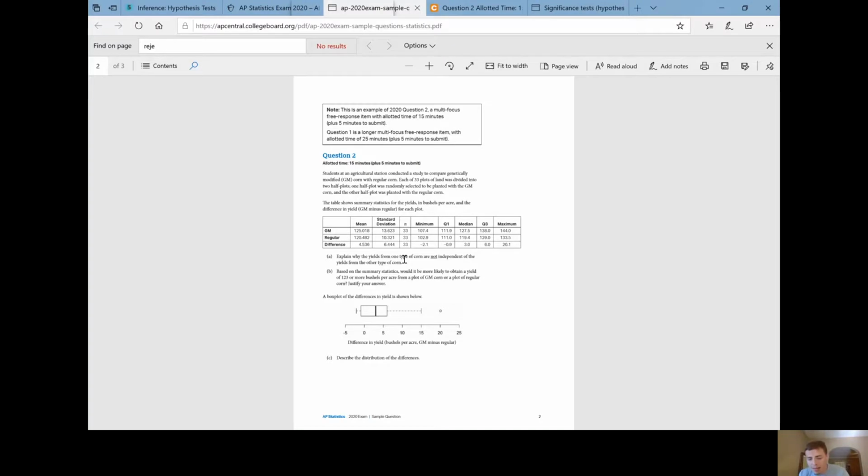And remember, we're able to use that reasoning because we're taking one plot of land, splitting it in half, and putting genetically modified on one half and regular on the other half, right? So those two things are so close together that it's likely that one could possibly affect the other, right? So we can't assume independence there because of that reasoning.